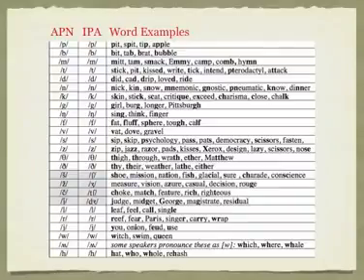There are several phonetic alphabets, but the two that are most widely used are APN, or American Phonetic Notation, and IPA, or the International Phonetic Alphabet. So to the right of the symbols under APN and IPA are words that include each of the sounds.